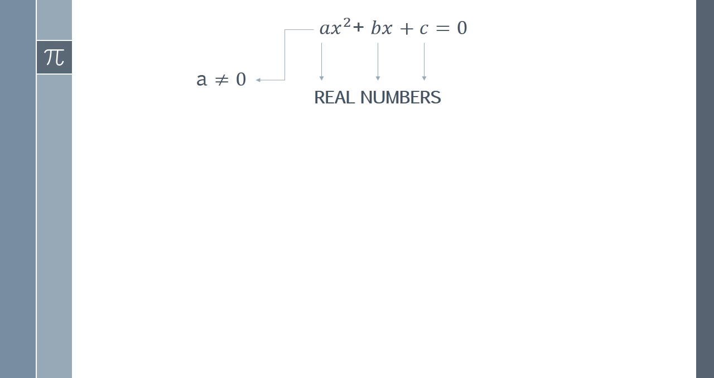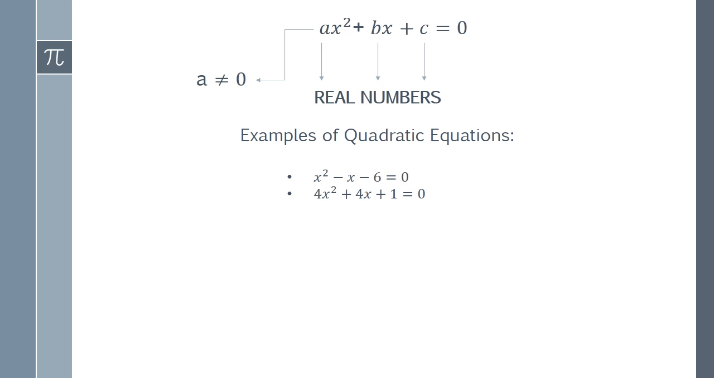Recall that a quadratic equation can be written in the general form ax squared plus bx plus c equals 0, where a, b, and c represent real numbers and a is not equal to 0. Some examples of quadratic equations are x squared minus x minus 6 equals 0, 4x squared plus 4x plus 1 equals 0, and x squared minus 16 equals 0.